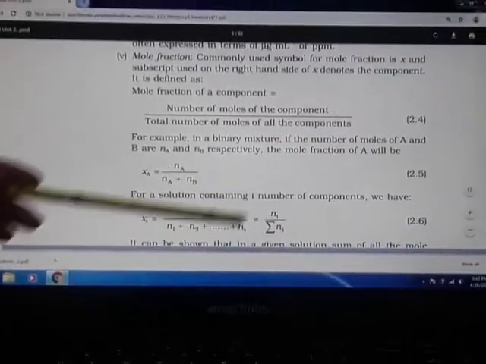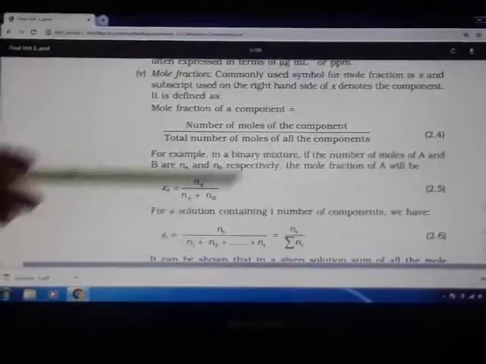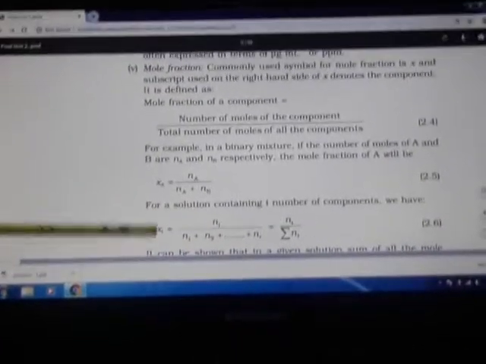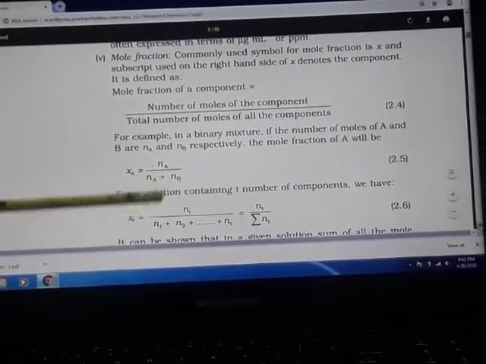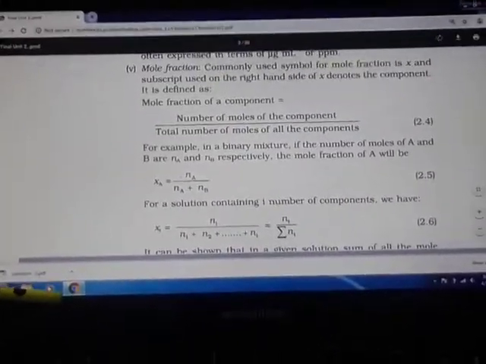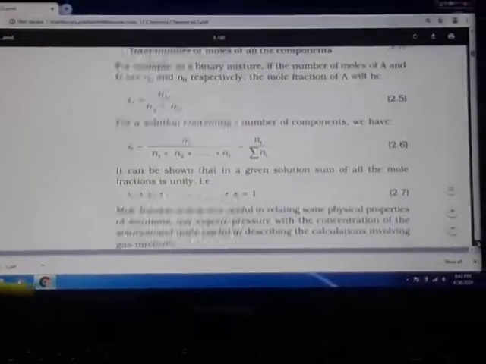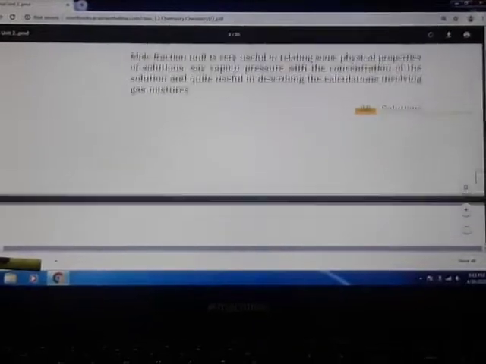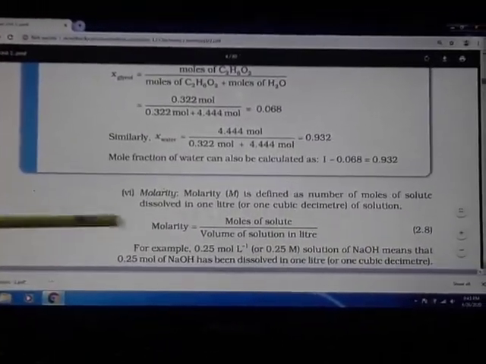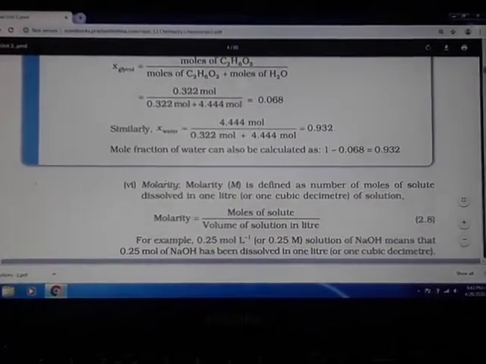And if the solution has i number of components in it, then the mole fraction of any component i may be determined as n, moles of component i, divided by total moles of the solution for all the components. For a binary solution, children need to keep in mind that the sum of the mole fractions of the components is equal to 1.